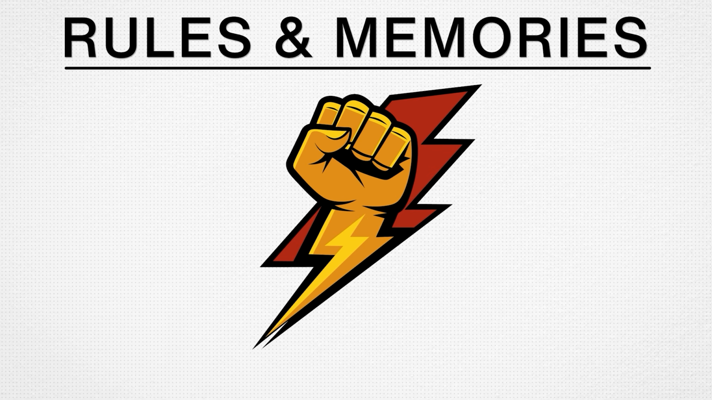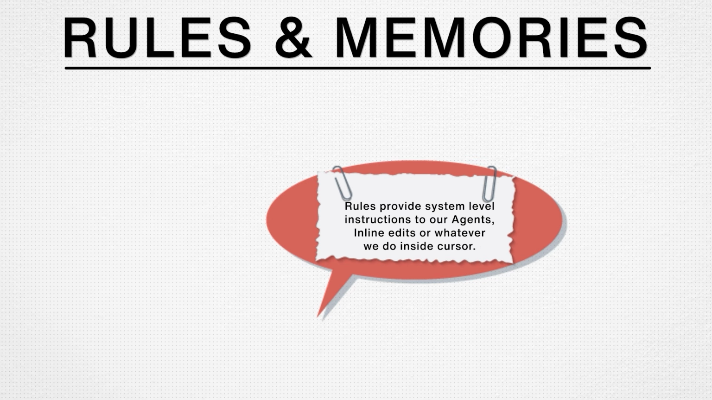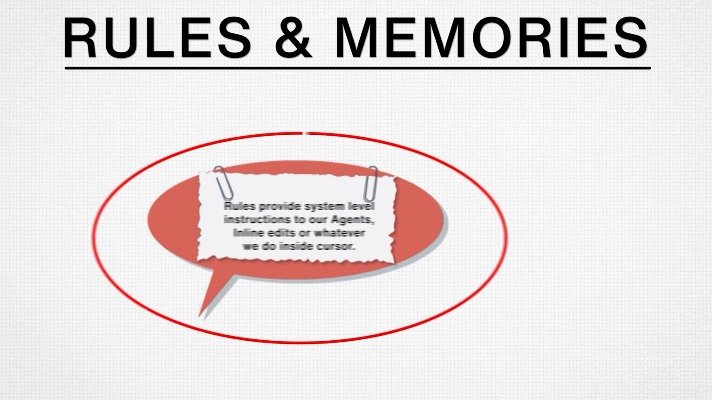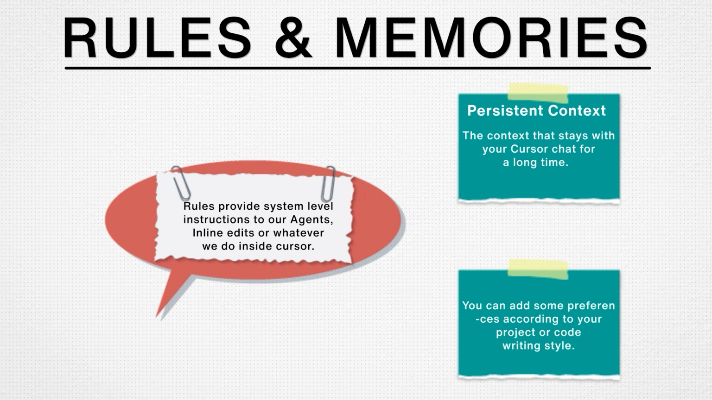Both of these are a very powerful concept inside Cursor. If I have to explain it in one line, I would say rules provide system level instructions to our agent or inline edit, whatever we do inside Cursor. You can think of them as persistent context, the context that stays with your Cursor chat for a long time. You can add some preferences according to your project or code writing style. There are a bunch of different things. I'm pretty excited. Let's just dive in.